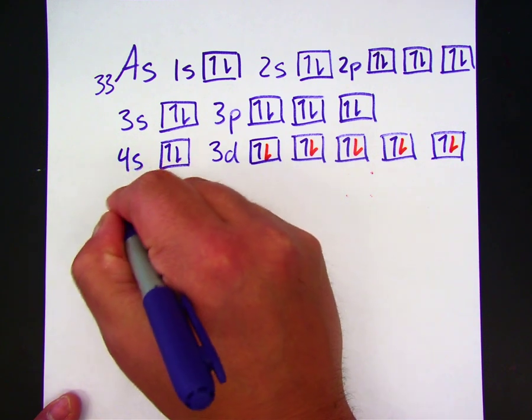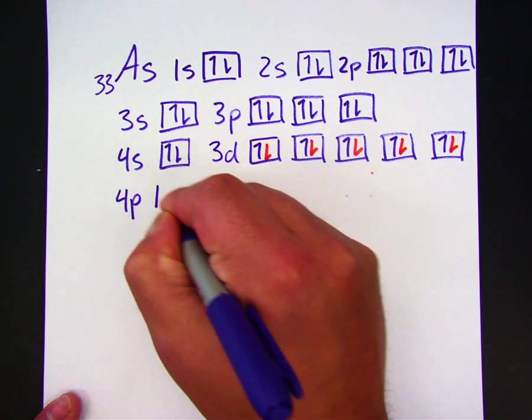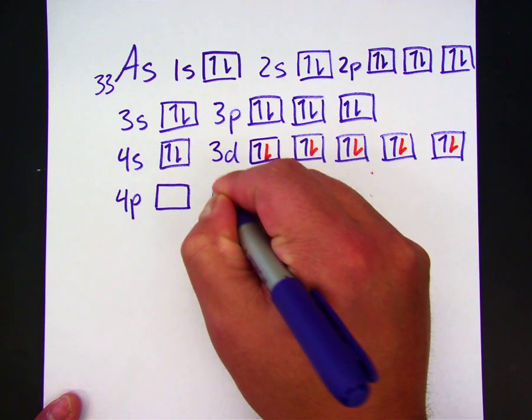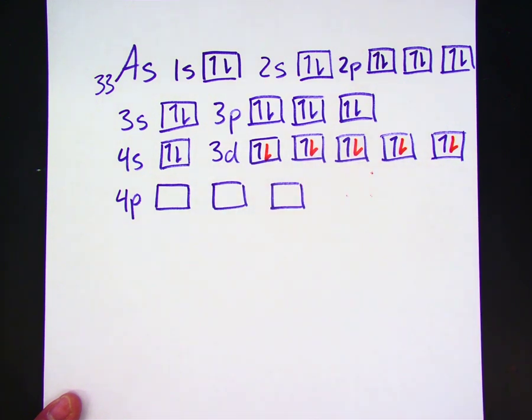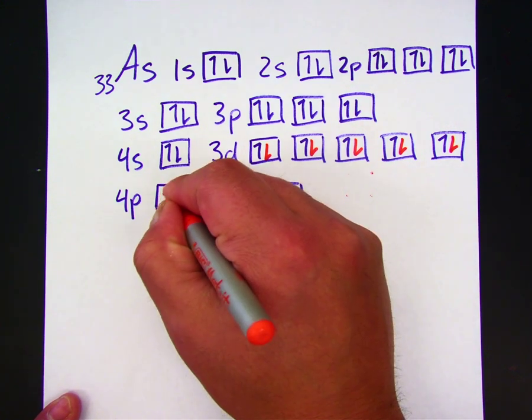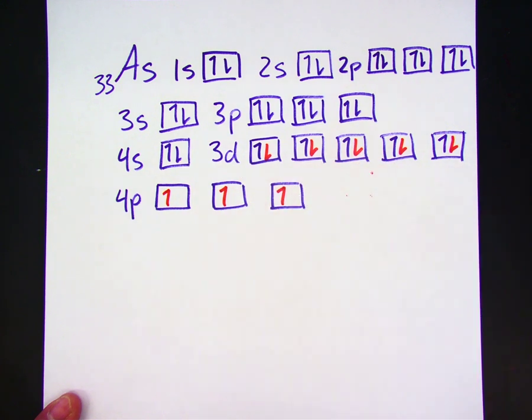What's after 3D? 4P. So here's 4P, and it's a 3-bedroom. 1, 2, and 3. And how are we going to enter these ones? Up, up, and up. Good. And if we count all these, this should equal 33.